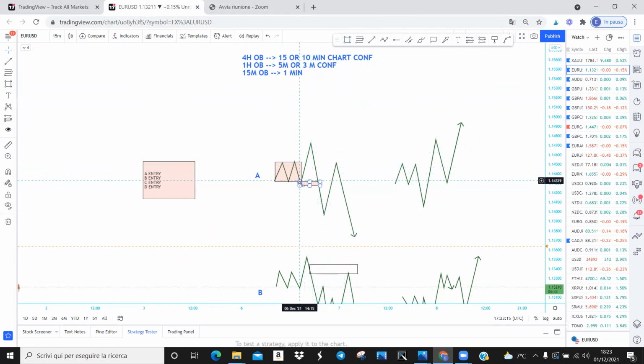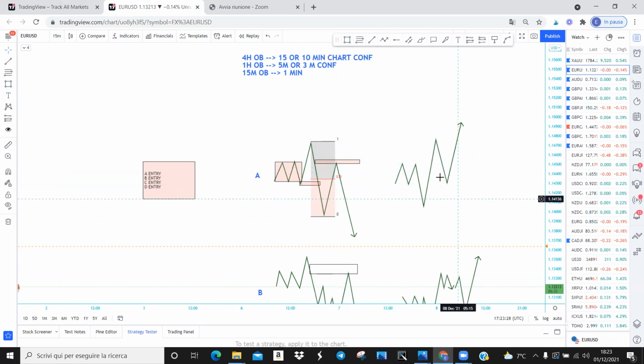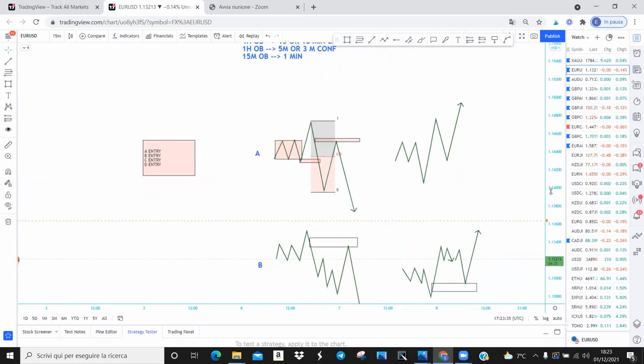So we create the manipulation. Where did the manipulation start? From here. We put our premium and discount, and we sell possibly at a supply at premium in this case, or discount in this case. And this is our favorite setup. This is our favorite, not setup, sorry, favorite entry type.